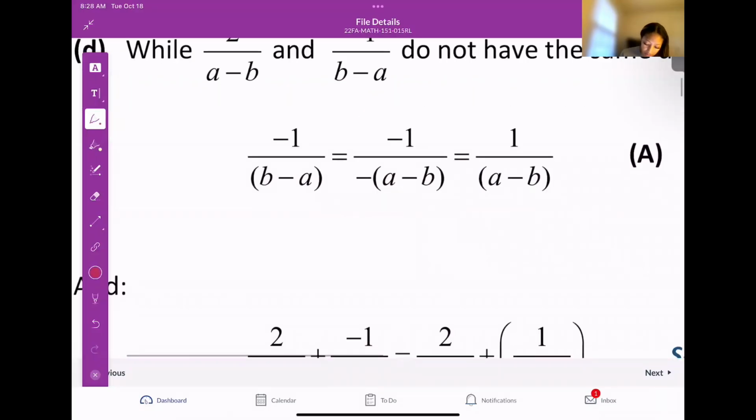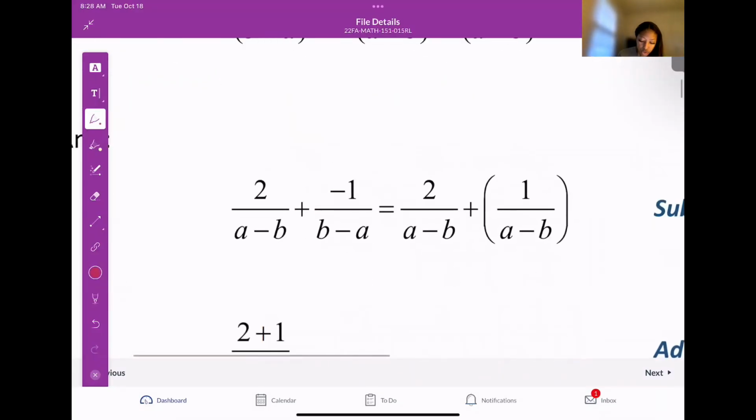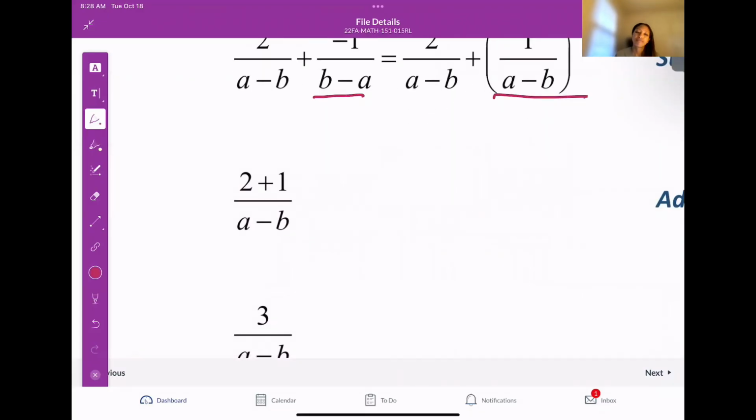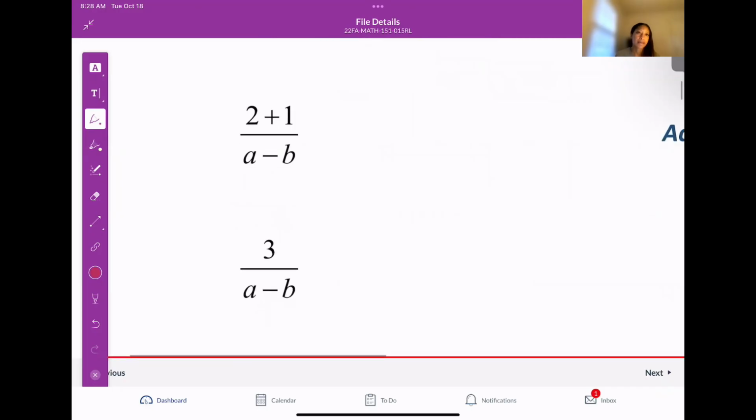So adding 2 over a minus b plus negative 1 over b minus a is equivalent to 2 over a minus b plus 1 over a minus b. These two expressions are equal. Okay, now that we see our denominators are the same, we just add the numerators. 2 plus 1 is 3 over a minus b. Can't be simplified anymore, that's it.